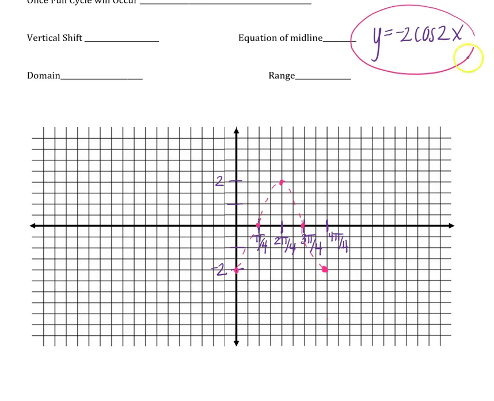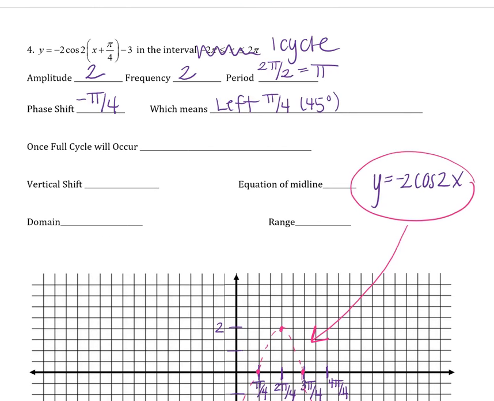So again, that pink function is the function without the phase shift or the vertical shift. Now I'm going to take this pink function and shift everything to the left 45 degrees and then down 3. Did I forget to mention that somewhere? Oh, here it is. It has to go down 3. Whoops, forgot to fill in the vertical shift.